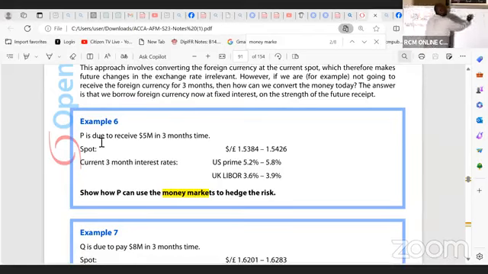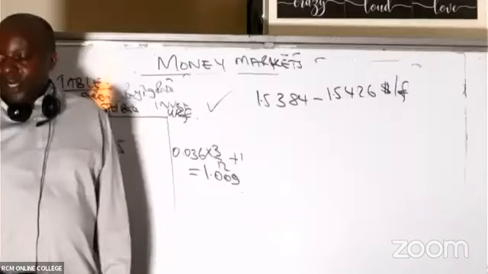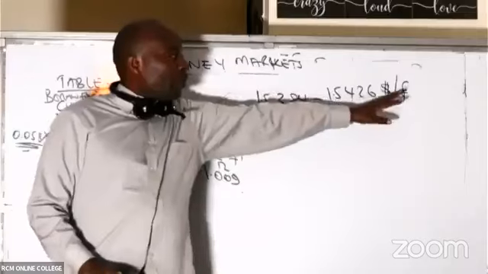Put them on the other side. Dollars per pound, put them on the other side always like this.